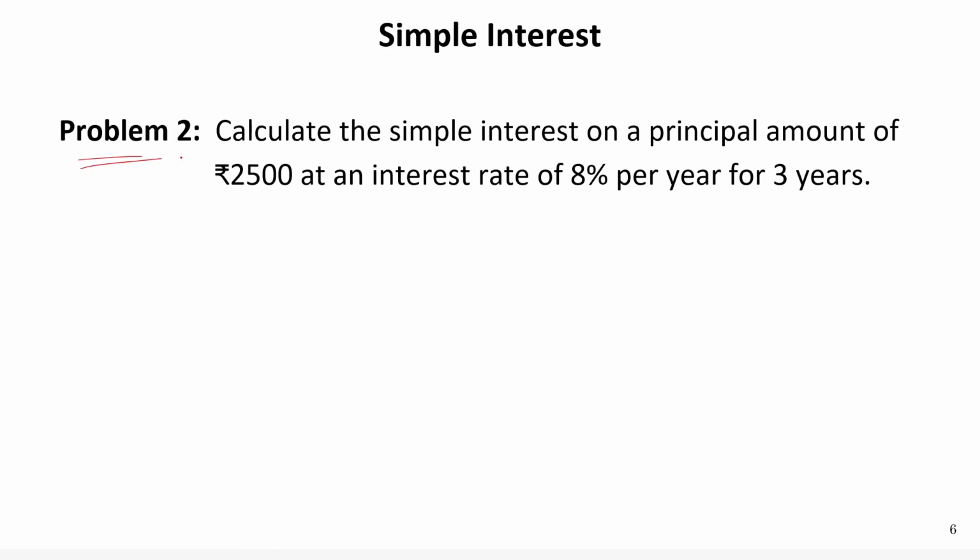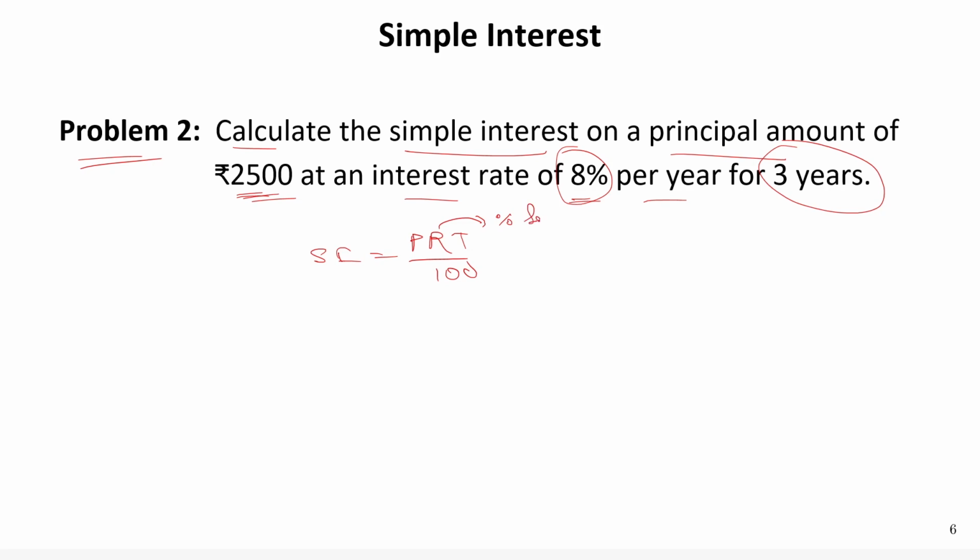So let's see problem number 2. Calculate the simple interest on a principal amount of 2500 at an interest rate of 8% per year for 3 years. So how do we calculate the simple interest? We already know the formula, that is SI is equal to PRT by 100, while the rate is in percentage form. In this case, the principal amount is 2500 into 8 into 3. The time period is 3, also in years. So it is by 100.